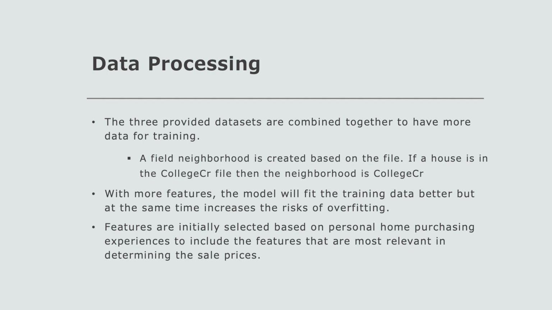So the data processing steps are as follows. First off, the 3 provided data sets are combined together to have more data for training. For example, a field neighborhood is created based on the file. If a house is in the College Circle file, then the neighborhood is called College Circle. With more features, the model will fit the training data better, but at the same time increases the risk of overfitting. Features are initially selected based on personal home purchasing experiences, so that it includes the features that are most relevant in determining the sale prices.